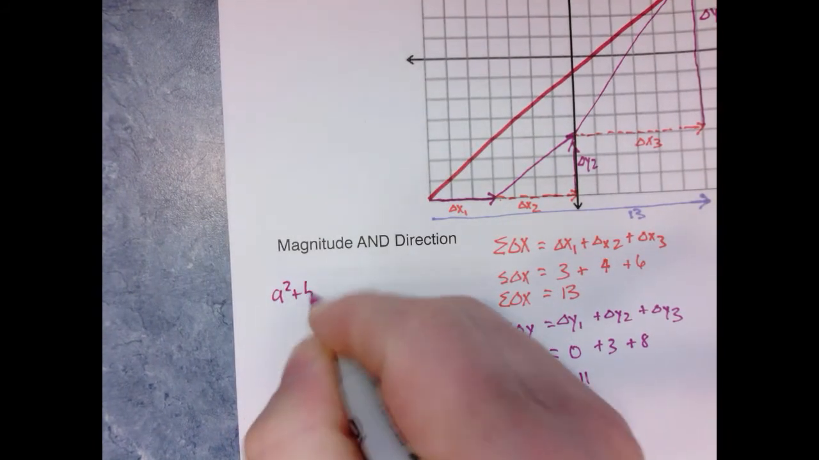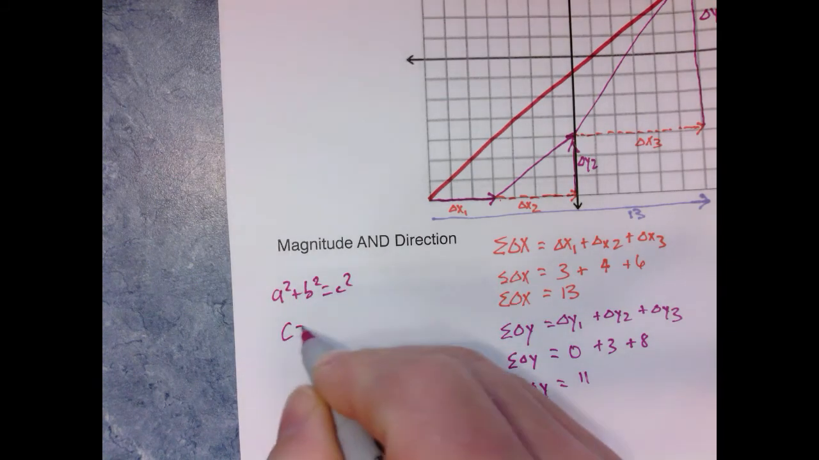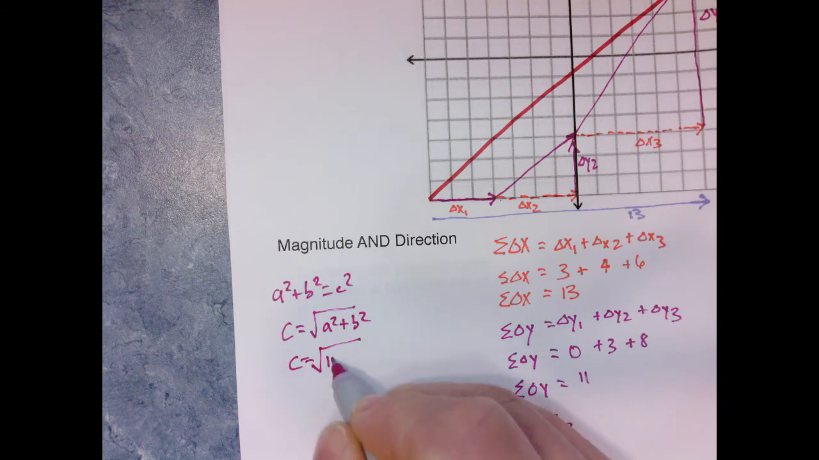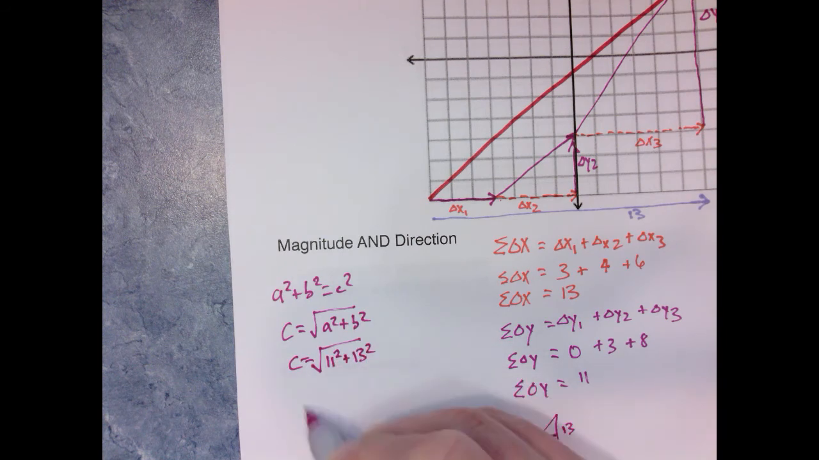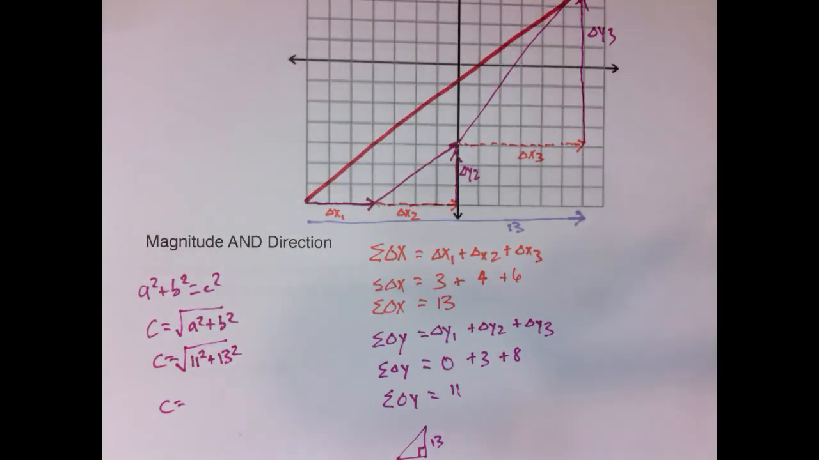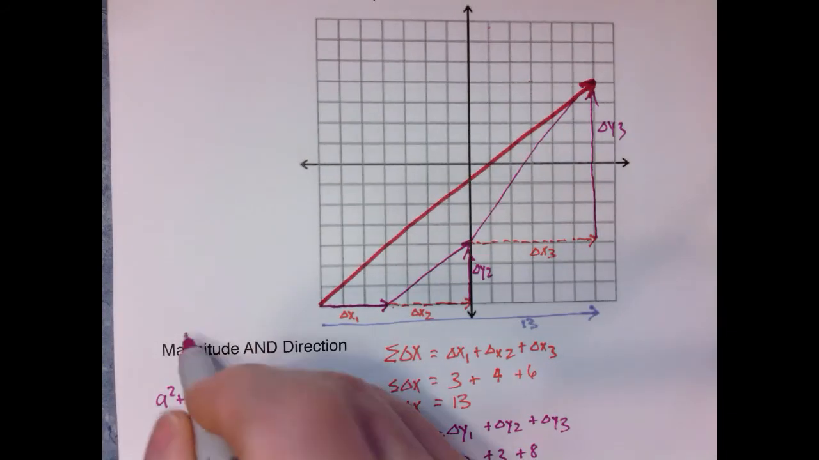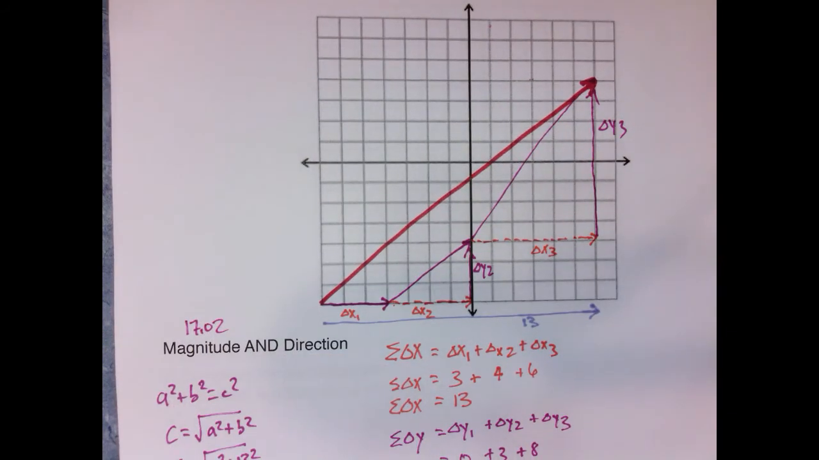So now to resolve this in terms of the magnitude, we have a squared plus b squared equals c squared. C will equal the square root of a squared plus b squared. So c is the square root of 11 squared plus 13 squared. And C is about 17.02. So the resultant in this case is 17.02.